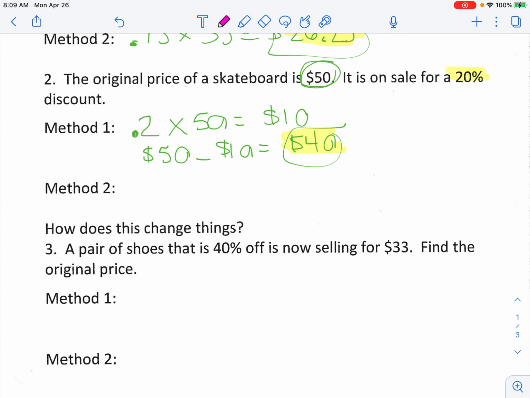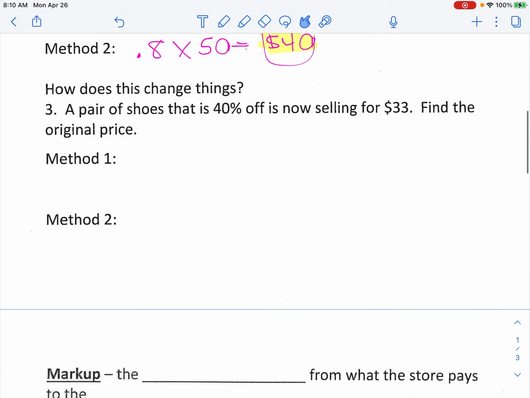Method 2, if the skateboard is 20% off, you're paying 80% of the cost. So method 2, what is 80% of $50? If you multiply 0.8 times 50 on your calculator, it's going to tell you 40. So method 1, find the discount and subtract it from the price. Method 2, calculate the cost that you are paying.